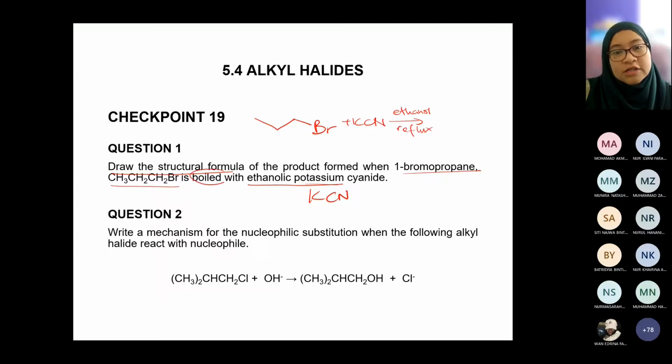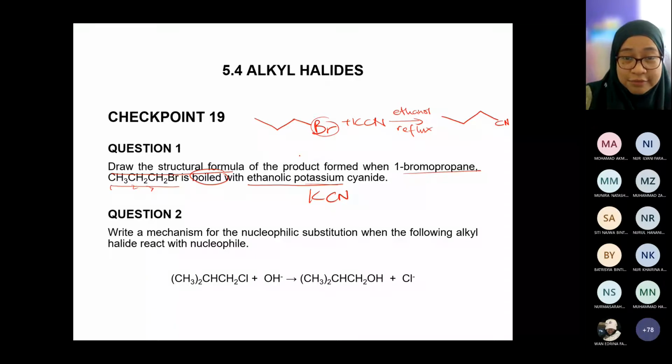So boil ni maksudnya dia boleh juga represent reflux. Sebab reflux tu, macam saya cakap, you may Google it. Reflux tu kita involve heating juga, kita involve boiling. Okay, alright. So, basically ganti je this one. 1, 2, 3 kan? Initially 1, 2, 3. So, bila kita ada, gantilah CN. Siap. Sebab dia tak tanya mekanism.